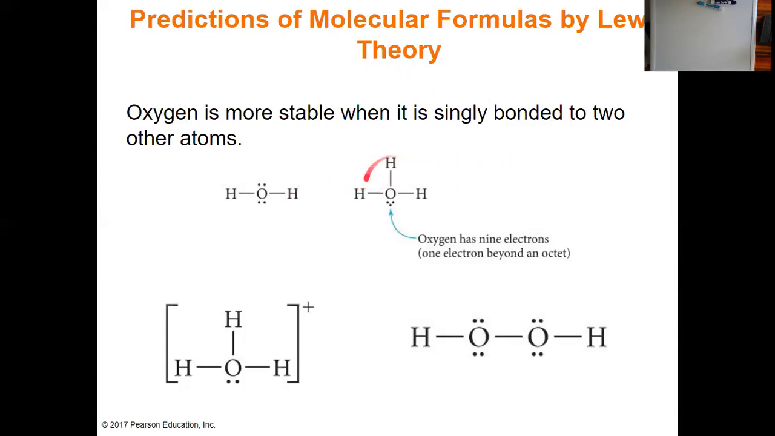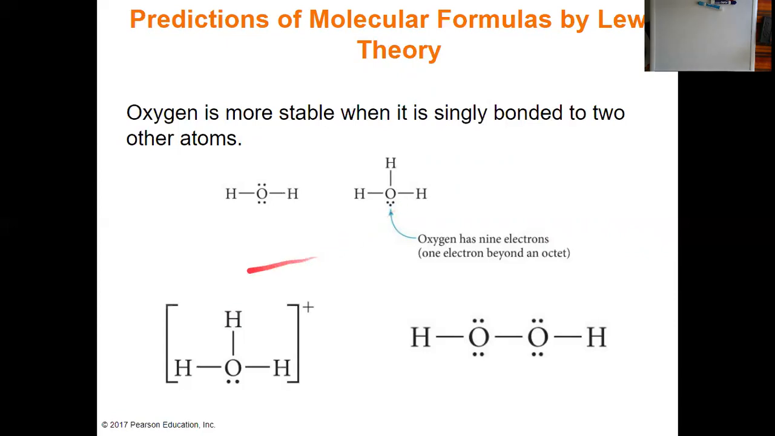This next compound is H3O. Now notice, if we tried to form this compound, we would end up with an extra electron, because oxygen has 6 valence electrons and each hydrogen has 1 valence electron. So if we try to fit all the electrons that we have around the oxygen, we end up with 2, 4, 6, 7, 8, 9. Now oxygen has 9 electrons around it. That's more than an octet. Oxygen does not want that.